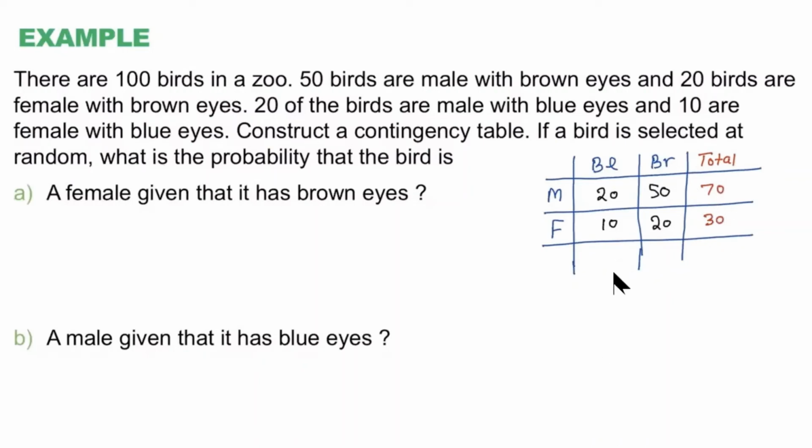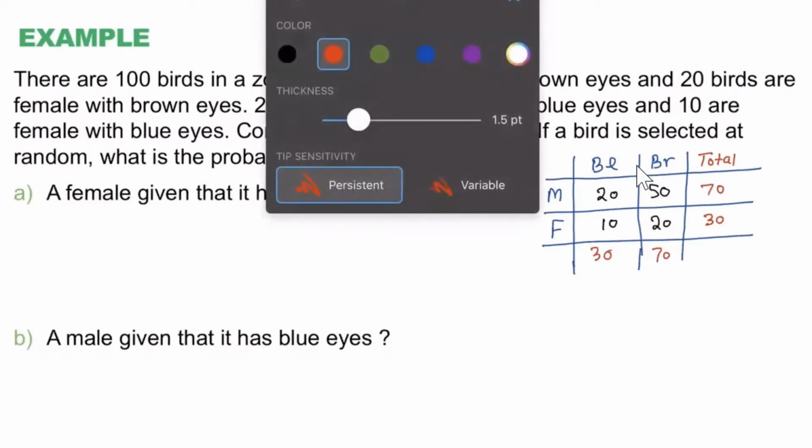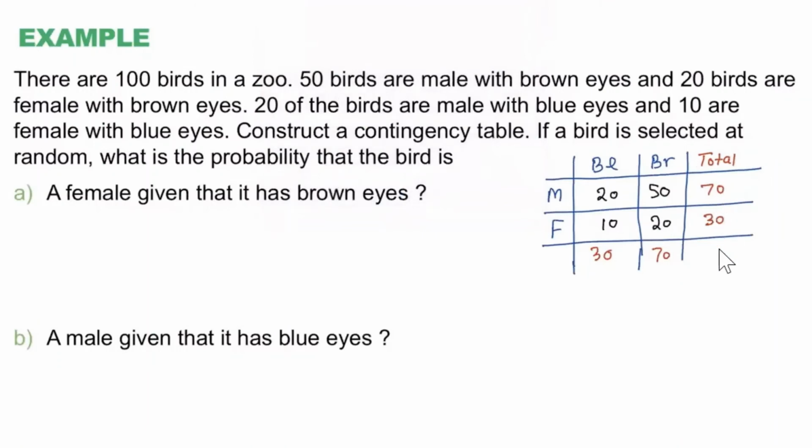Now let's add the other way around. If you add here, how much is 20 plus 10? 30. So there are 30 blue-eyed birds. And if you add here, how much is 50 plus 20? 70. 70 birds are brown-eyed. In either way you add these, 70 plus 30 or 30 plus 70, you'll get the total number of birds in the zoo, that is 100.